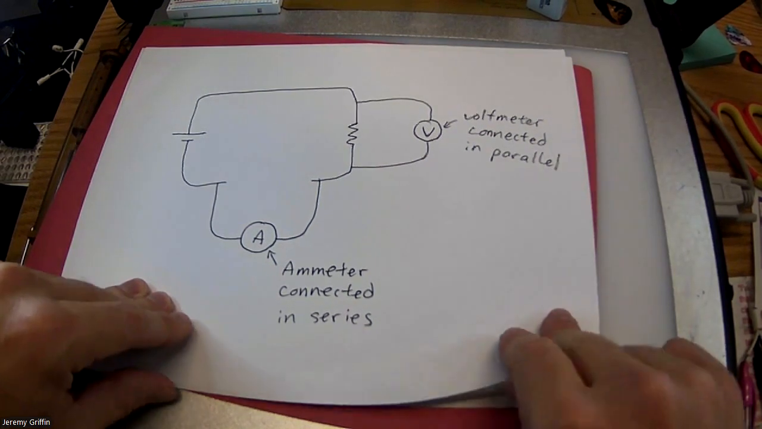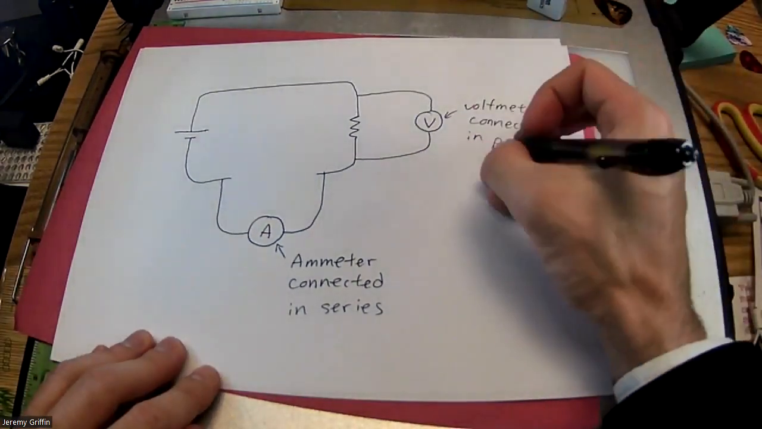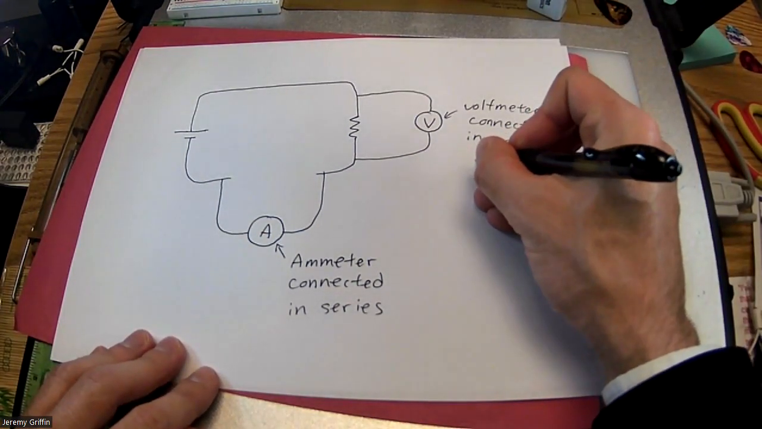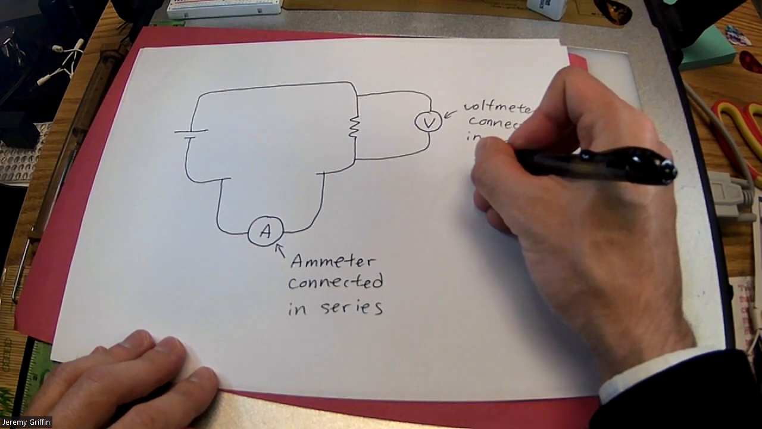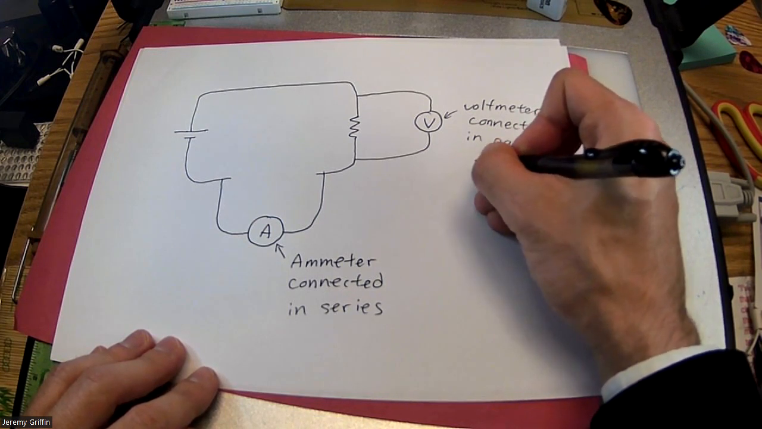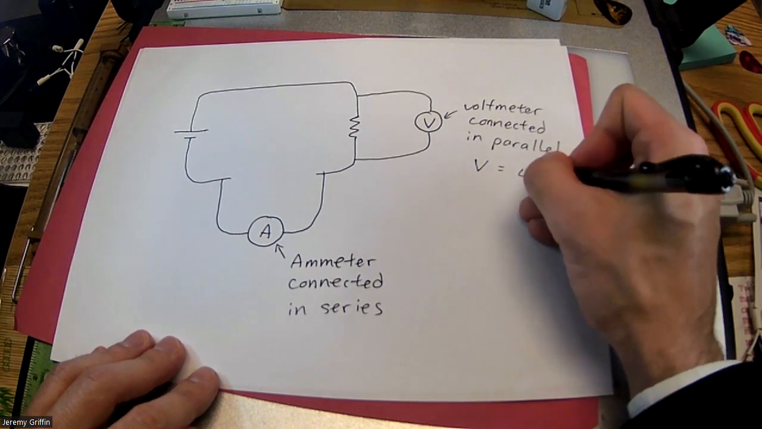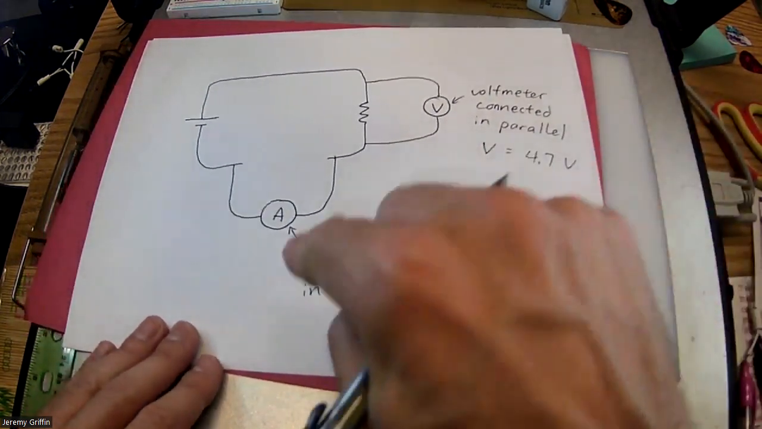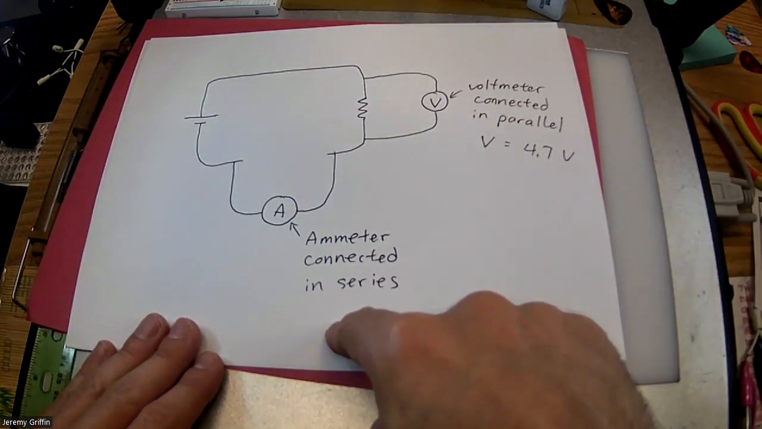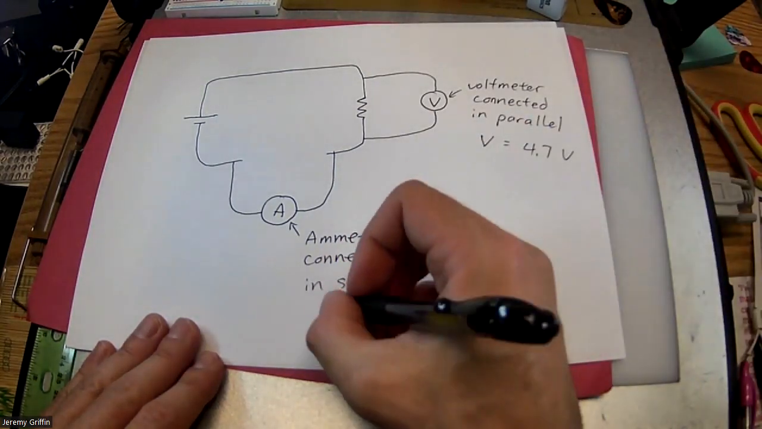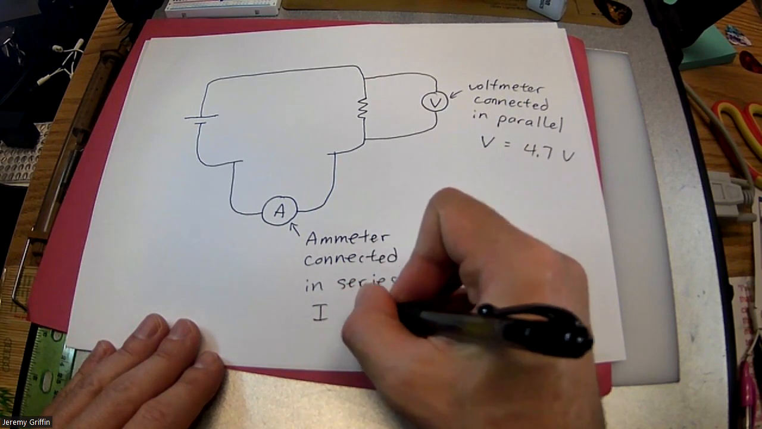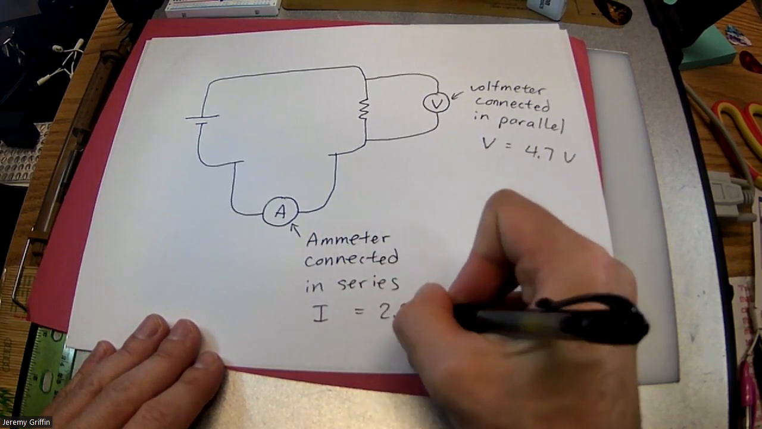Now I hooked this up and I got how many volts was it? 4.9 volts, I think. 4.7. Let's call the potential difference, the voltage, 4.7 volts. What was it getting for the current? Like 2.2 amps, I think. Let's call it 2.2 amps. So the current is 2.2 amps.